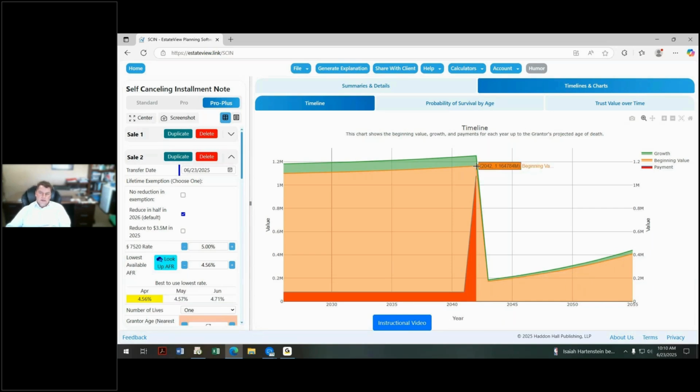Now, if the grantor died prior to the term, in that 15-year window, you'd be looking then at transferring closer to $1.1 million. All right, so again, these timelines and the other items, the projections, are similar to the other calculators.